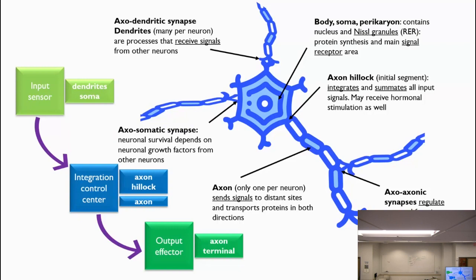The dendrites have little structures. If you look at an electron microscopic picture of a dendrite, you're going to see something like this. Those are the spines, dendritic spines. And those are the ones that actually make synapses with another neuron. Synapses occur with these spines.